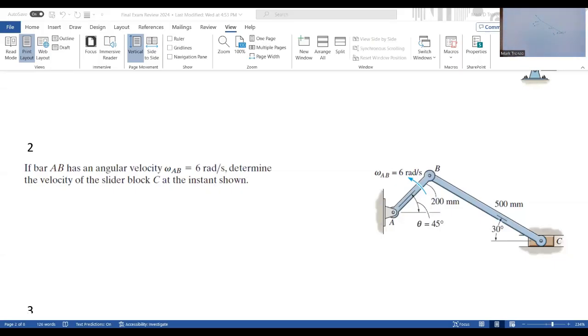So let's take a look at this problem. Bar AB has angular velocity of 6 radians per second. Determine the velocity of slider block C at the instant shown. Again, this comes under the section of instant centers, but as I said before, we have to use stuff we've used previously.